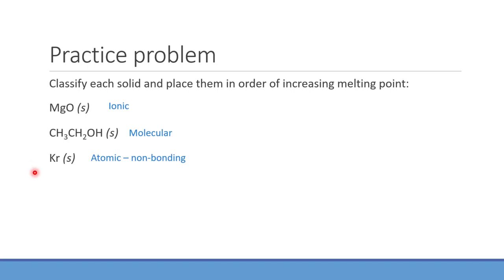So we know of these three that the atomic non-bonding solid is likely to have the lowest melting point. And we know this from experience because it's a noble gas at room temperature, and ethanol is a liquid at room temperature. So krypton probably has our lowest melting point, followed by ethanol, and lastly, the ionic compound of magnesium oxide.